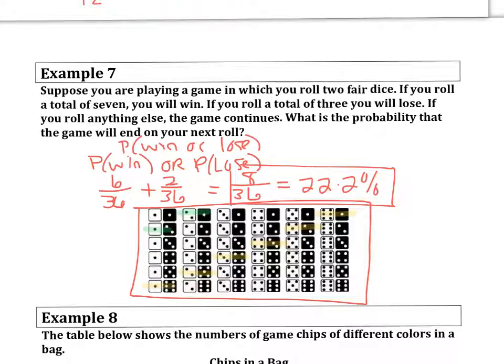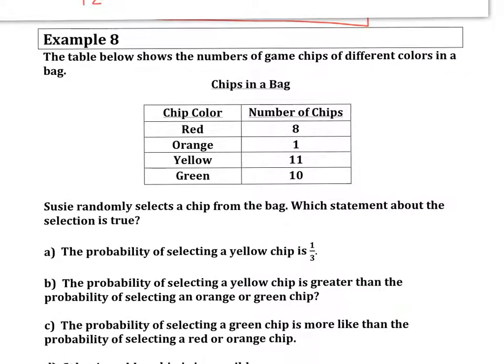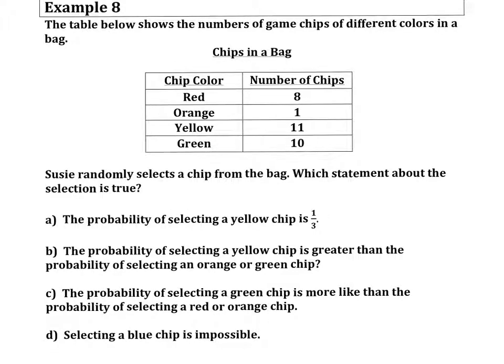Okay, and the last question says the table below shows the numbers of game chips of different colors in a bag. Susie randomly selects a chip from the bag. Which statement about the selection is true?